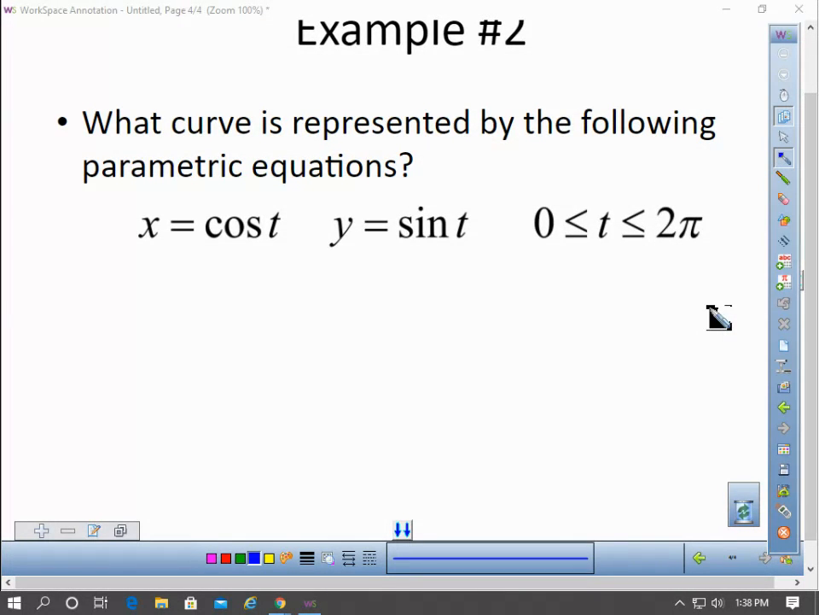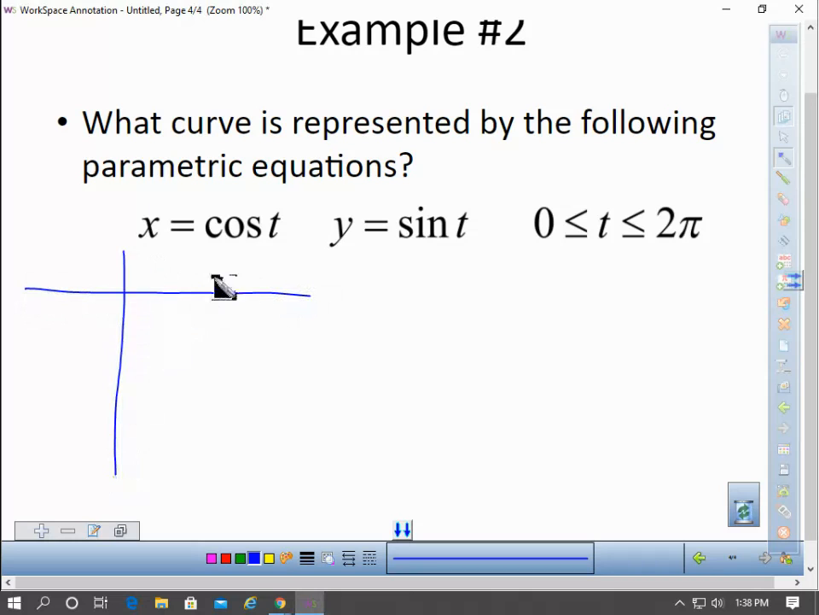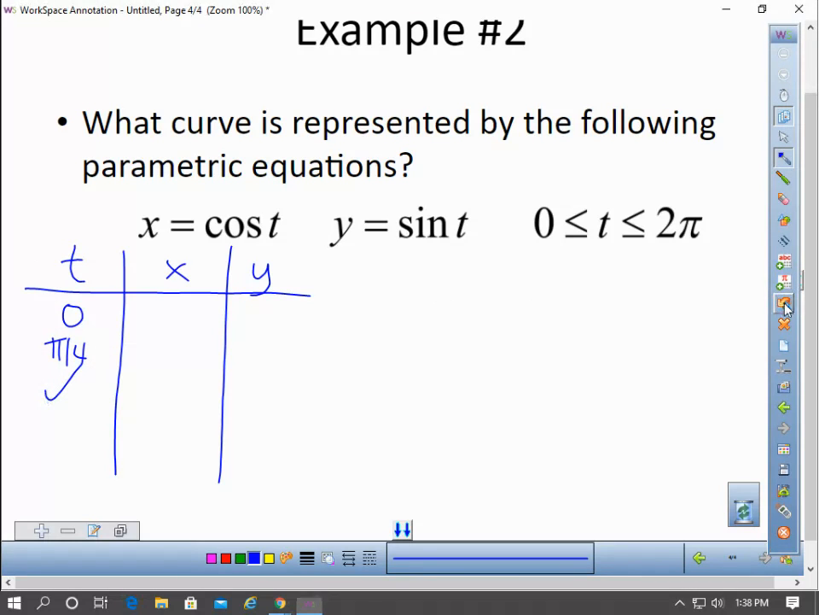All right, so number 2 says, what curve is represented by the following parametric equations? So easiest thing we could do, we could graph it and see what happens. So if I were to make a little t chart here, like I did before, I would have t, x, and y. And I'm just going to put some selected values on here. I'm going to do pi over 4. Notice I'm doing pi because the t is the radians behind the trig function. So now I'm doing radians. So 0, pi over 4, 3 pi over 4, and pi. So I just picked some values for t.